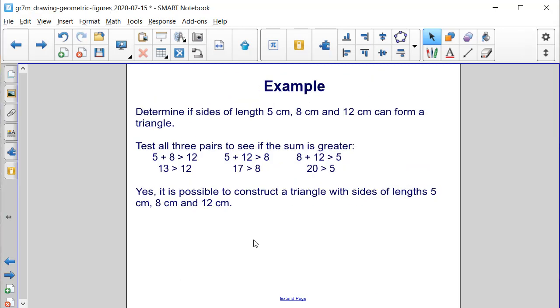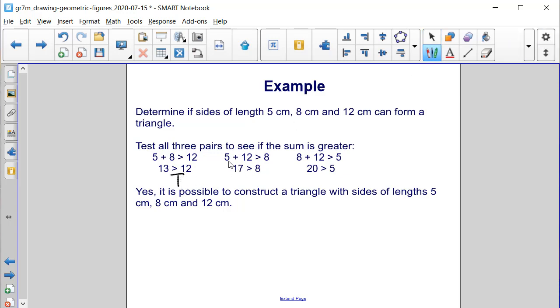Now let's put the triangle inequality property to work. Determine if the sides of length 5 centimeters, 8 centimeters, and 12 centimeters can form a triangle. Well, in order to do that, we're going to test out all the sum pairs that we have to see if they are greater than the third side not included in the pair. So we'll start with 5 and 8. If I do 5 plus 8, I get 13, and that is bigger than 12. So the inequality is true for the first set.